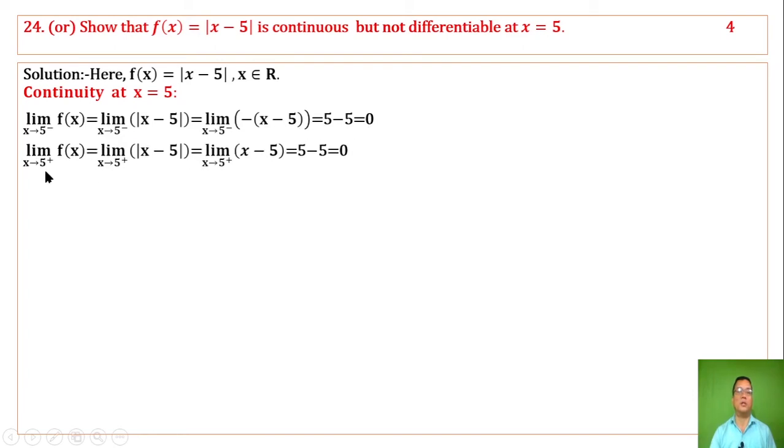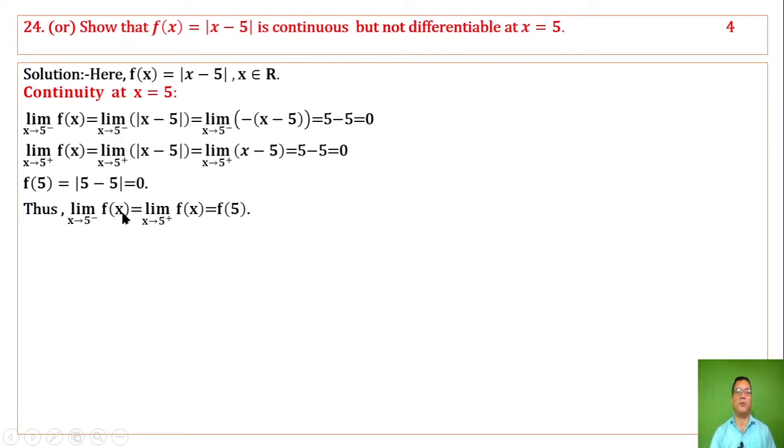For the right hand limit at 5, x is greater than 5, therefore the modulus is x minus 5. Putting x equal to 5, we get 0. Also f of 5, the function value, is modulus of 5 minus 5, that is 0. These three values are equal.